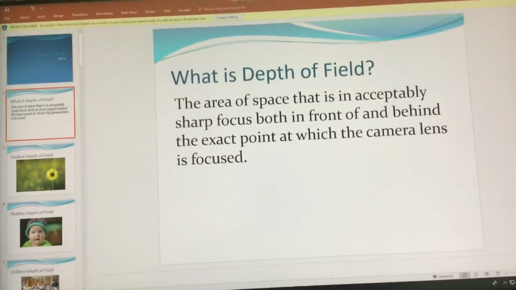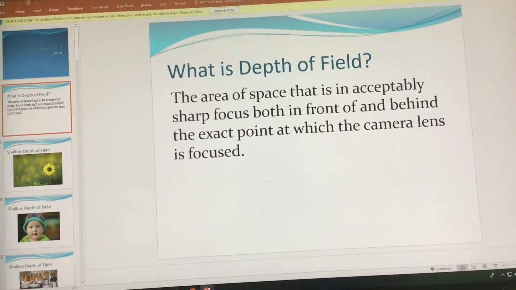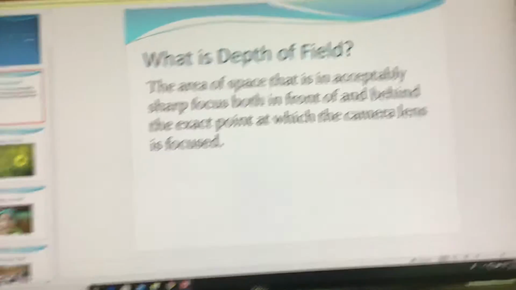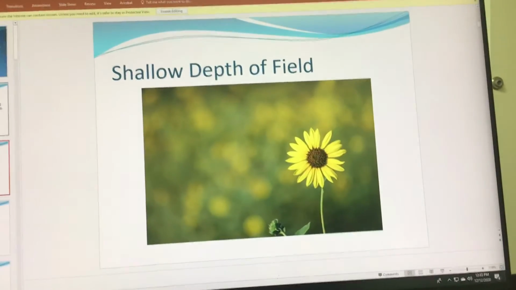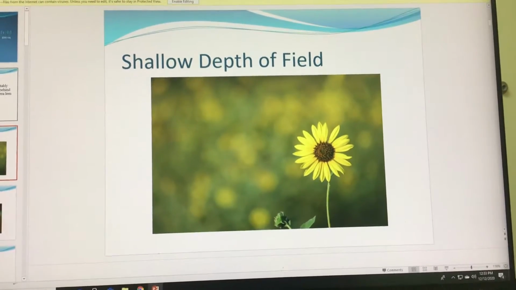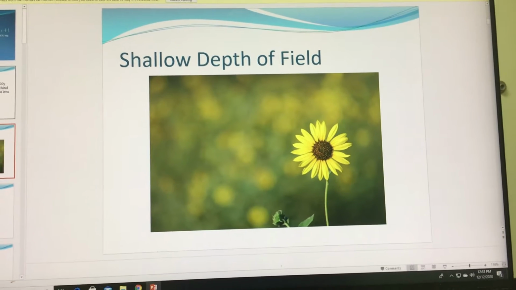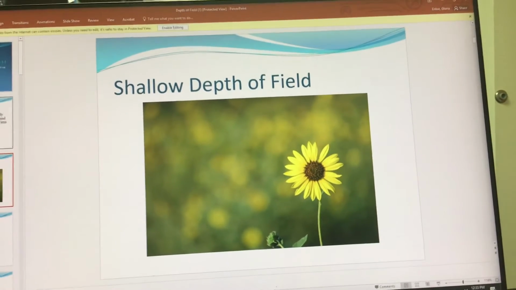And define and identify shallow and deep depth of field. We already did that in section 1. But again, shallow depth of field is when one subject is in sharp focus, but the background or foreground is blurry. And deep depth of field is when everything is in focus.